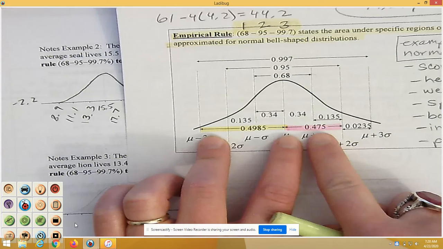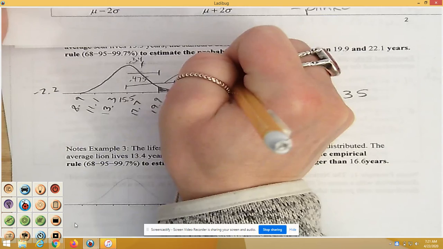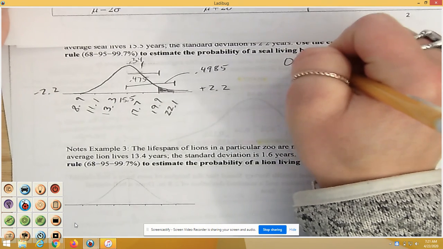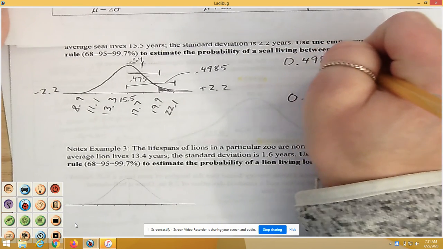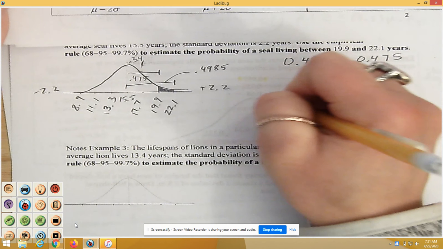Try to clean that up. So this is 0.34 from here to here. This part here is the 0.475, and then from here to here is the 0.4985. So you're just going to take the 0.4985 and you're going to subtract the 0.475, and then that will give you this. So if you want to multiply by 100, it would be 2.35%. And that's how you would do that particular example.